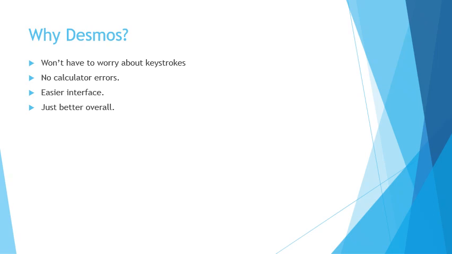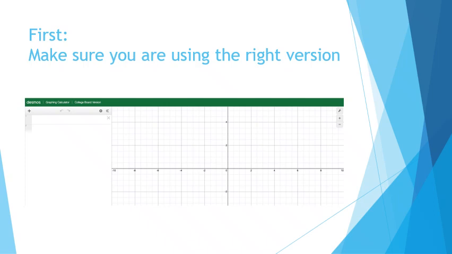So first off, make sure you are using the right version. What I would recommend is go to Google and search Desmos AP version. You should then be on a website that has a green bar. This is because if you just go to the main Desmos website, they have a little bit more functionality than what will be seen on your AP exam.